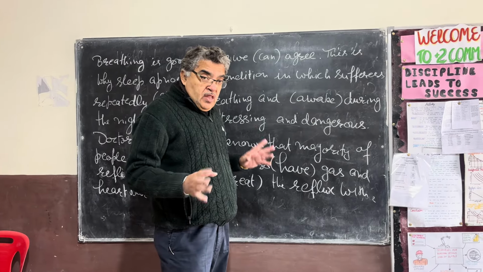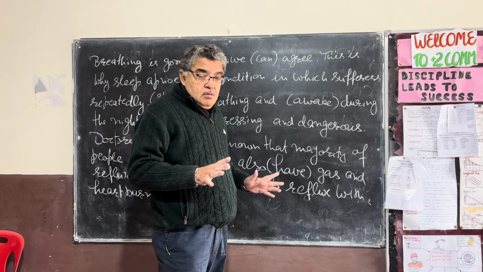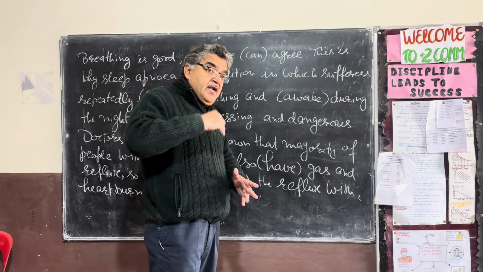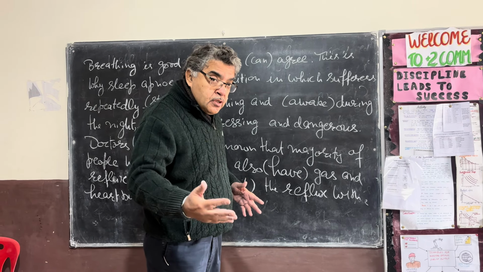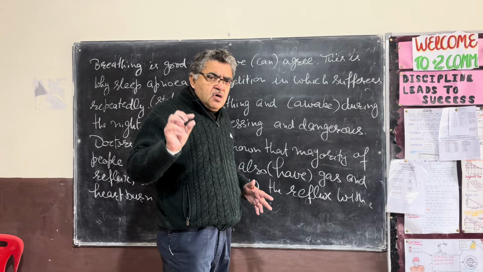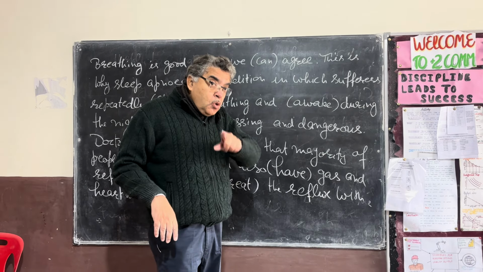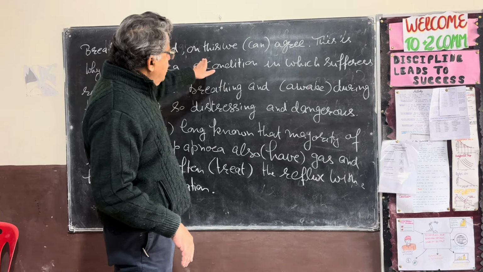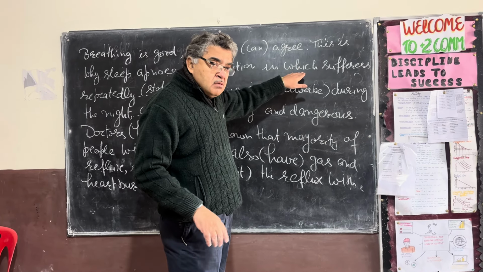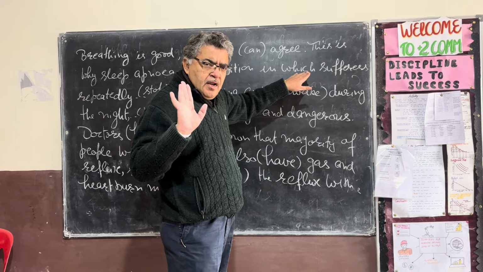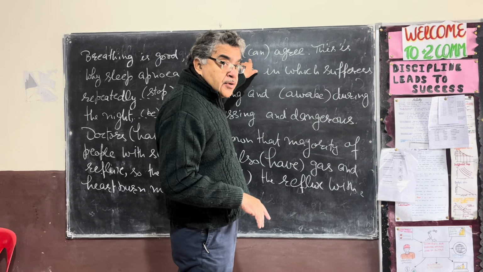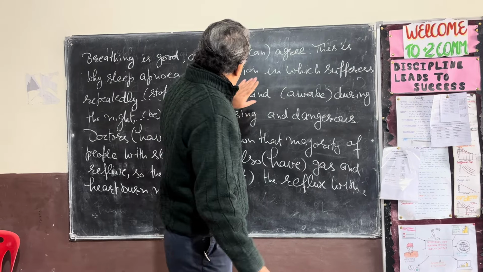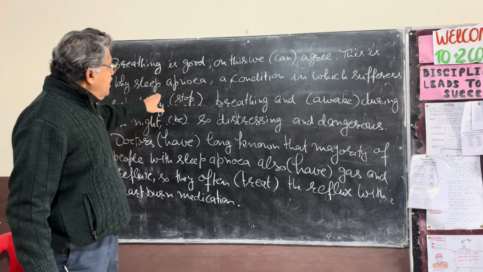But when there is a little bit of doubt, slightly certain, slightly sure, and you have some element of doubt, there we use could. What do we use? Could. So breathing is good. On this we can agree. Can also be considered correct. But if you write could agree, that will also be considered correct. Okay?